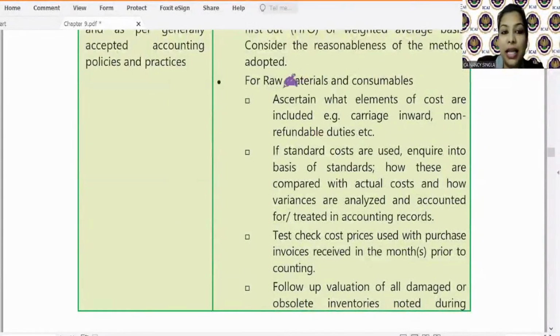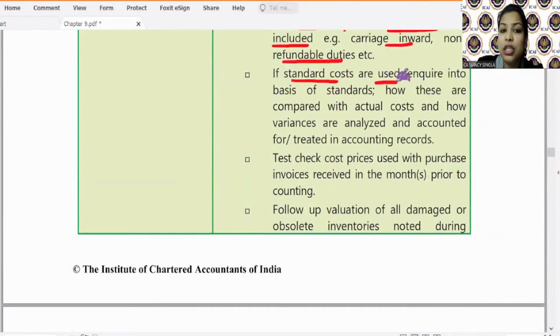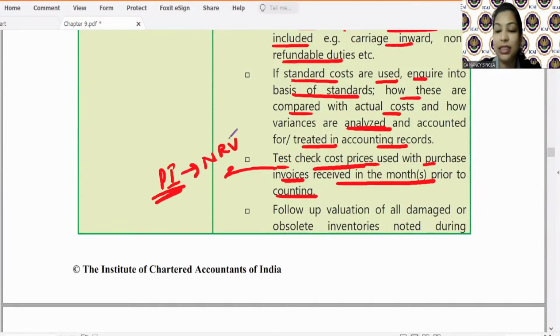So for raw material and consumables, auditor will ascertain what elements of cost are included: carriage inward, refundable duties, right? Non-refundable duties. If standard costs are used, inquire the basis of such standards, how these are compared with actual, how the variances are analyzed, and how these are treated in accounting records. Test check the cost prices with the purchase invoices received in the month prior to counting. Why? Because these purchase invoices will give an idea of the net realizable value. Now that this much value is available, so this much price will be available in the market, right?